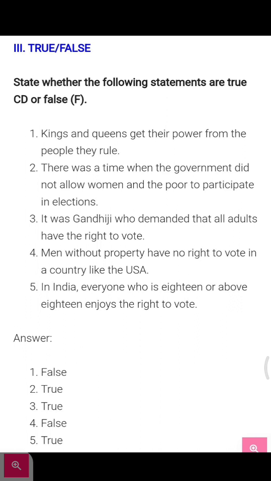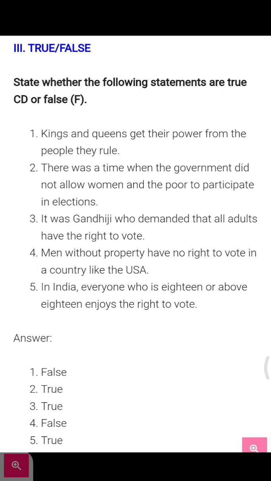Third, true or false. State whether the following statements are true or false. First, kings and queens get their power from the people they rule. False. Second, there was a time when the government did not allow women and the poor to participate in elections. True. Third, it was Gandhiji who demanded that all adults have the right to vote.